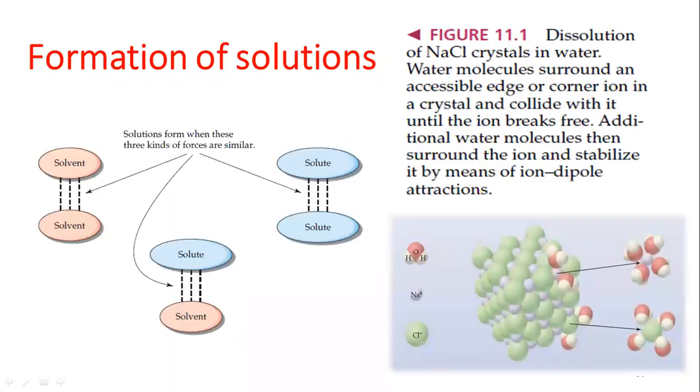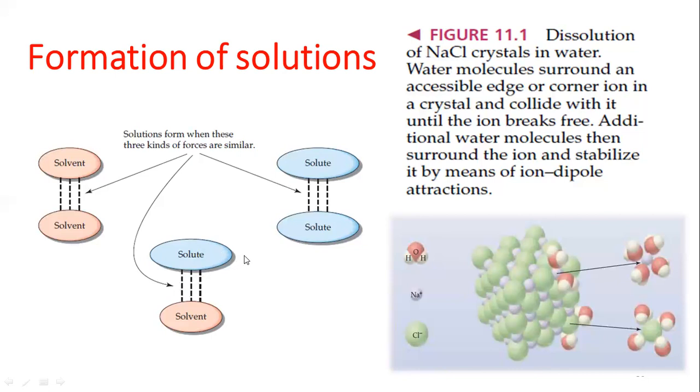So you know the formation of the solution, and the solutions are homogeneous mixtures. And this is the way how the solutions are formed. That means the solvent is going to interact with another solvent molecule with some sort of intermolecular forces. And similar is the case with the solute. And for the solution, that means when the solute is going to interact with the solvent molecules. So solutions are formed when these three kinds of forces are similar.